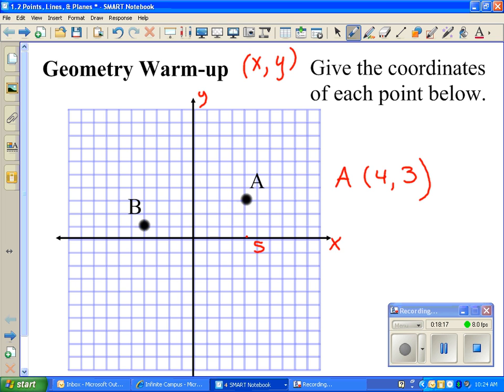So what's B? Negative 4. B is at negative 4, positive 1. We're on B, sorry. Anybody have questions on that? Remember that from algebra, some of you? All right.